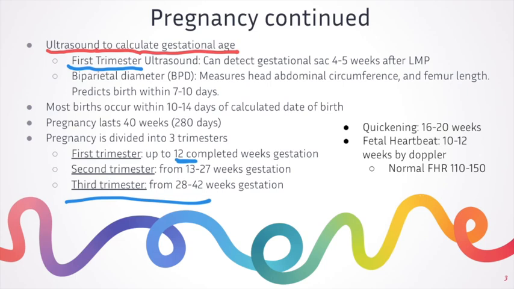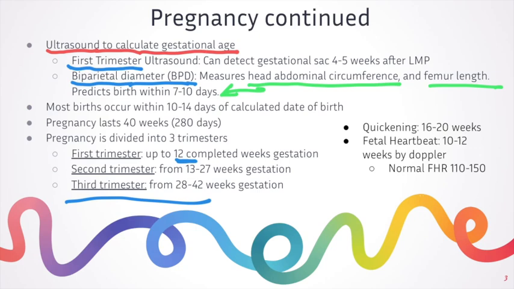How they do that is they're going to measure the biparietal diameter of the fetus. They're measuring the head and abdominal circumference as well as the femur length. So when somebody says that their due date is whatever, by an ultrasound, they get that by doing these measurements here. And that can predict the birth of the baby within 7 to 10 days. So it's a pretty decent way to date a pregnancy.